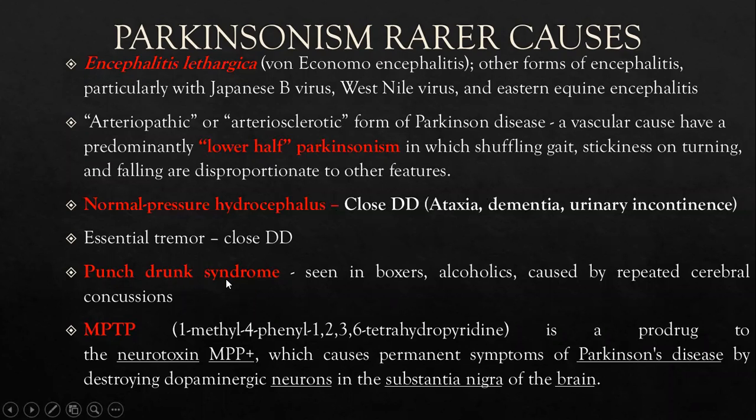And there's also the famous punch drunk syndrome. It is seen in boxers, alcoholics. It's caused by repeated cerebral concussions. And well studied is this toxin, that is MPTP. It is a prodrug to the neurotoxin MPP, which causes permanent symptoms of Parkinson's by destroying the dopaminergic neurons in the substantia nigra.